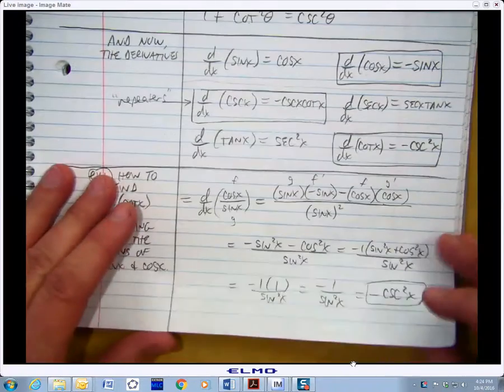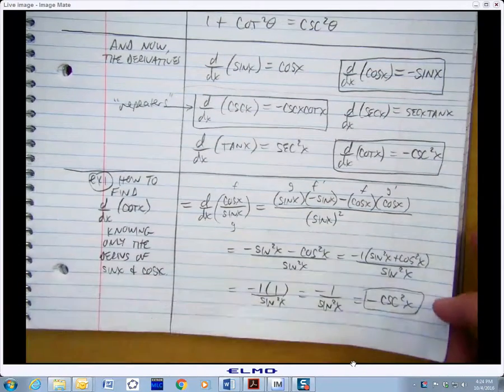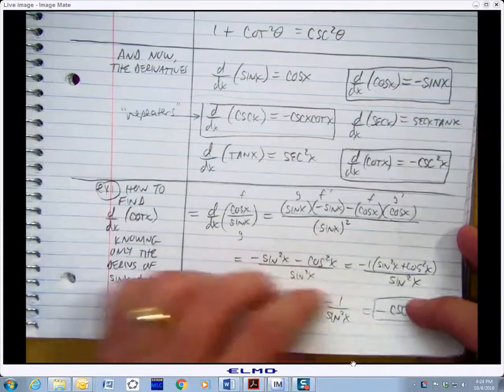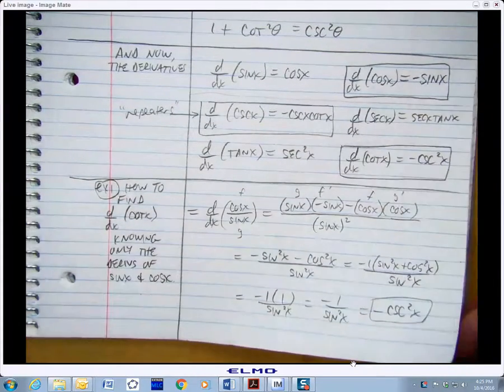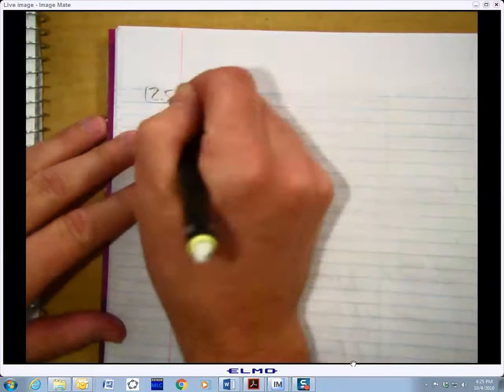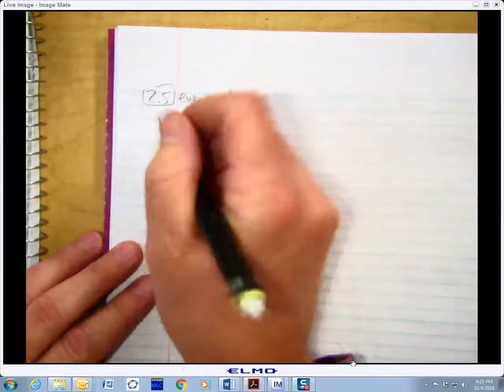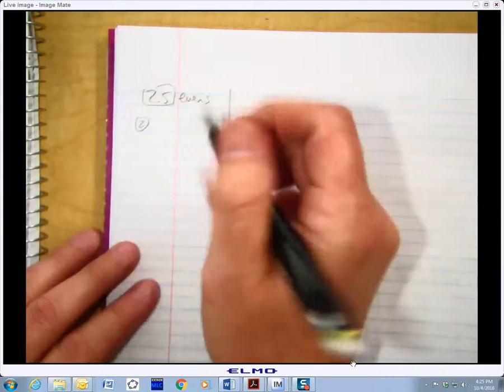But let's, I'm going to turn the page. I don't have any space at the bottom. If you've got the same situation, let's go ahead and move on to the next page. We need about 5 lines for the next problem. So we're not going to call it example 2 though. We're going to call it 2.5 evens. And the first one we're doing is number 2.